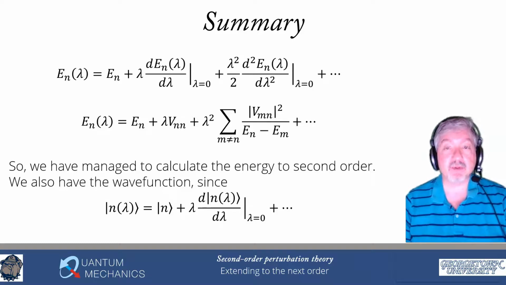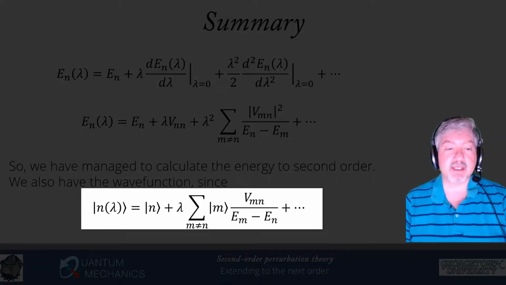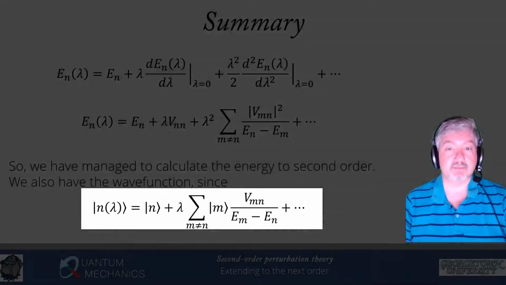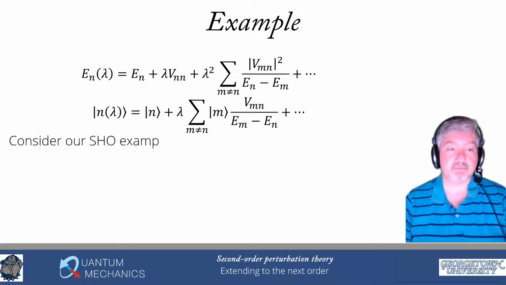All right, now, because we've calculated this derivative of the ket |n(λ)⟩ with respect to λ, we can actually figure out what the wave function does as it changes. It's, of course, equal to the initial wave function |n⟩ plus λ times this derivative. We can plug in what that derivative is. And so we get that the state |n(λ)⟩ is equal to |n⟩ plus λ, sum m not equal to n, the ket |m⟩, Vmn over En minus Em. And that's our expression for the wave function. Okay? So we've now gotten our perturbation theory done.